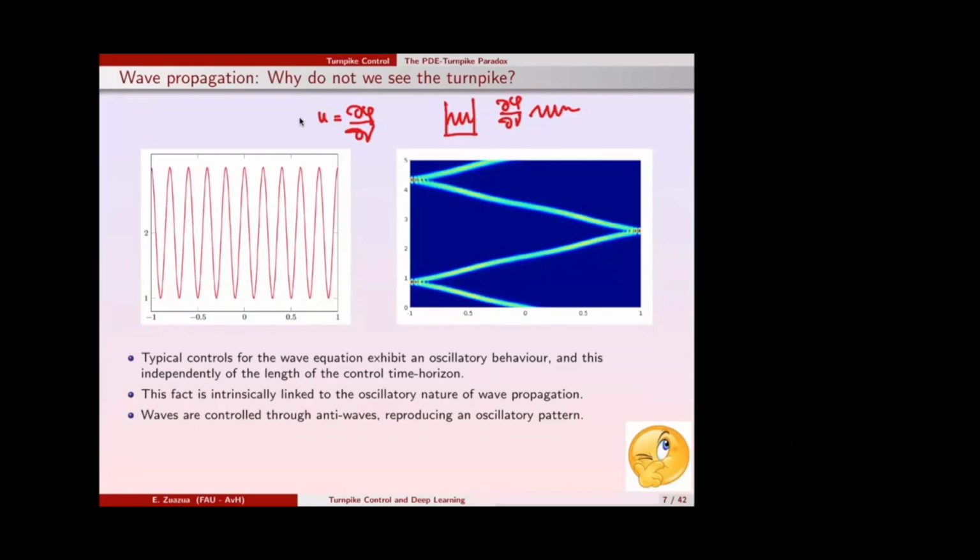And actually, we are not so surprised, because we know that the Fourier representation of solutions of the wave equation always exhibits an oscillatory pattern. Even if you think in terms of the propagation of characteristics, this is how the solutions of the wave equation look. And therefore, the controls have to be on and off. They have to be of an oscillatory nature, because, as you know, the action of the boundary control is precisely to apply an anti-wave whenever the wave is incoming and reaching the control region.